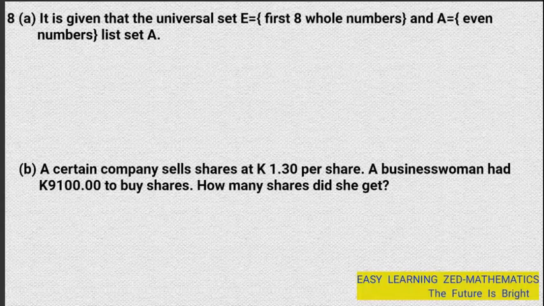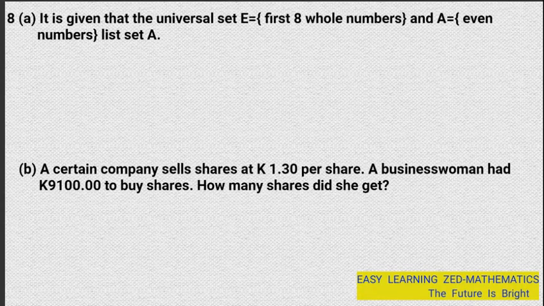So there was question 8a and question 8b. Question 8a reads as follows. It is given that the universal set E is equal to the first 8 whole numbers and set A is equal to even numbers. List set A.